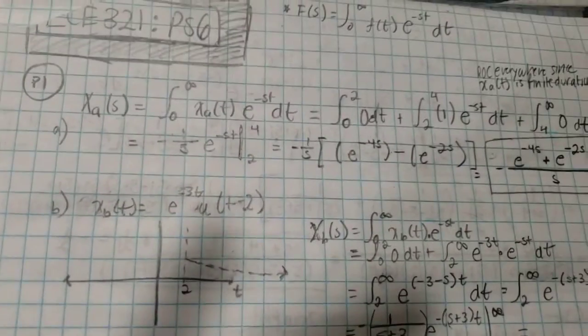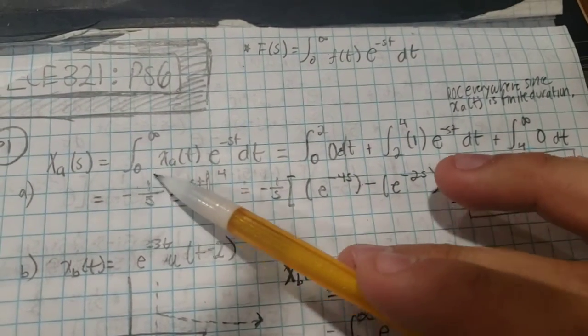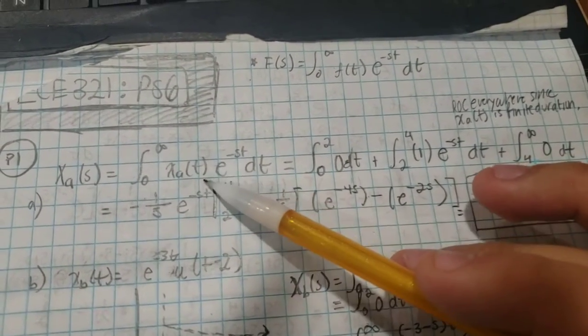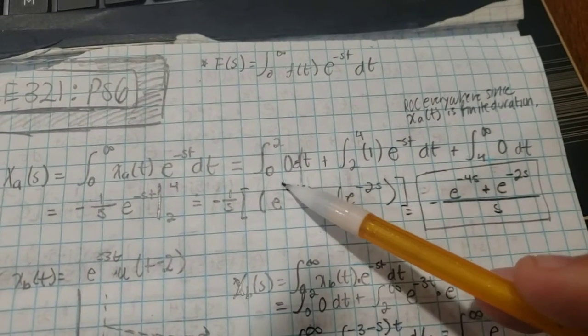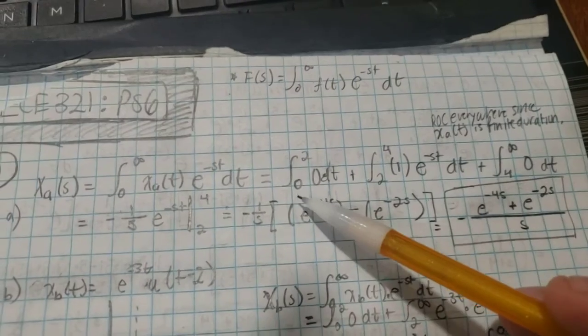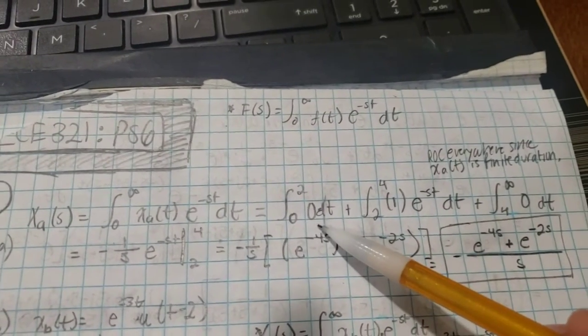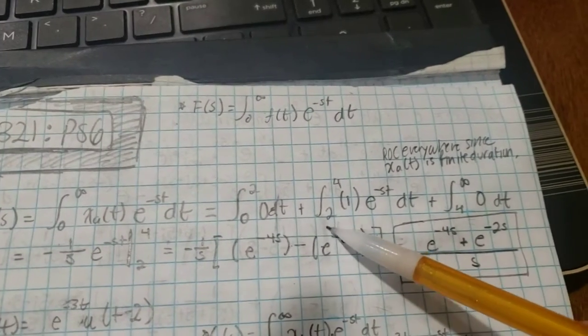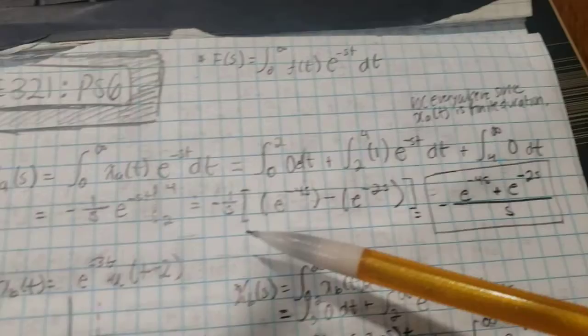All right, we want to find the Laplace transform of x_a(t). So we substitute that in for f(t) in the general function. We can split it from negative infinity to 2, because we know that is 0, and then it only becomes 1 from 2 to 4. And then from 4 to infinity, it's 0 again, right?